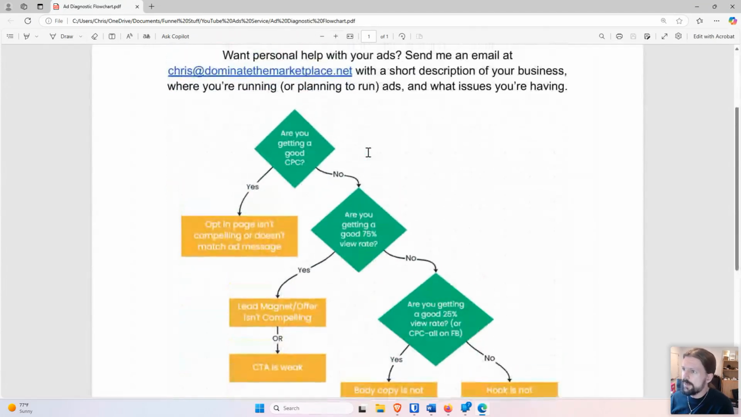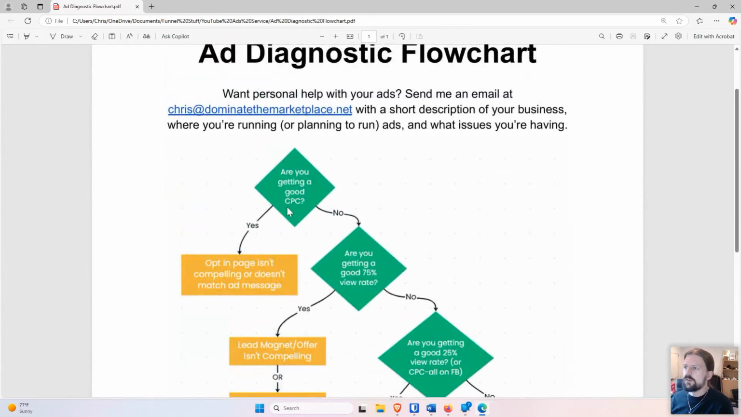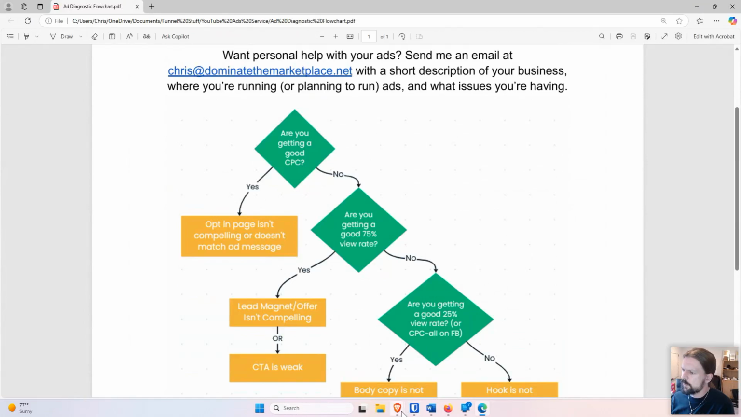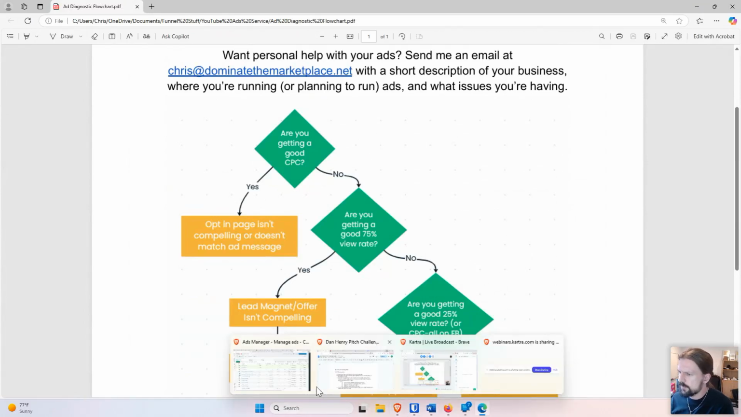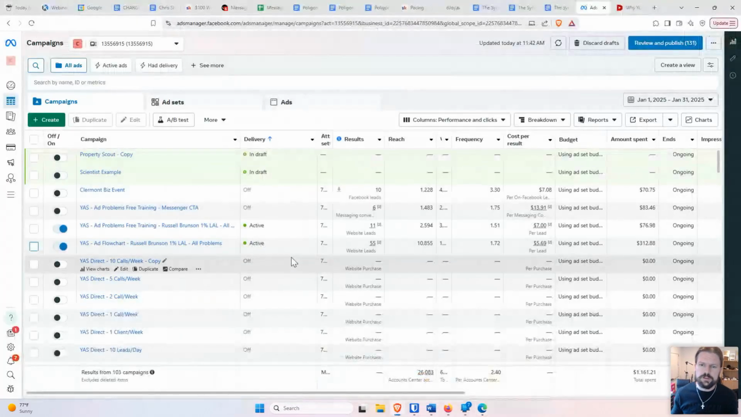Okay. So basically, the first question is, are you getting a good cost per click? Well, actually, the first question is, are you getting a good cost per lead? And I should probably start there, because you think that your ads are not working. You need to compare it against something. How do you know if they're working or they're not working? Well, you need to have some kind of metric to compare against.